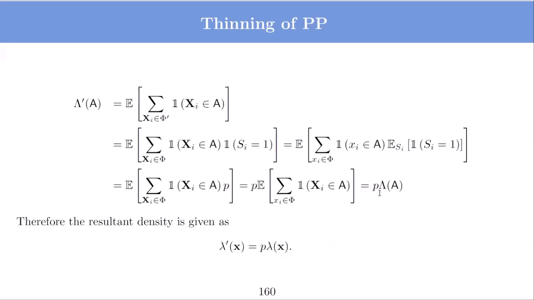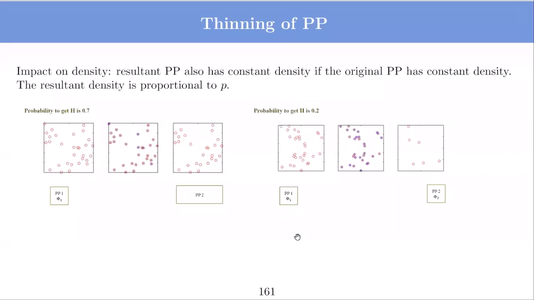And you can show that if the expectation measure of the new point process for every A is equal to p times lambda(A), then the density of this process, lambda dash(x), is nothing but p times the original density. So this just shows what the impact of p is. The resulting density is proportional to p.